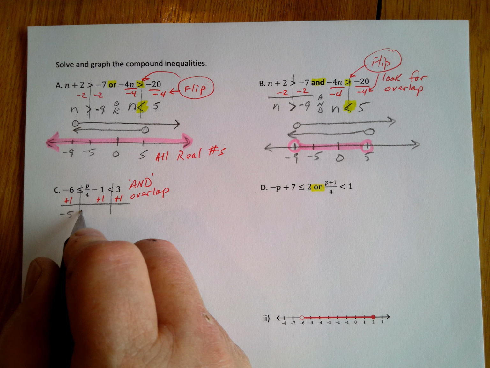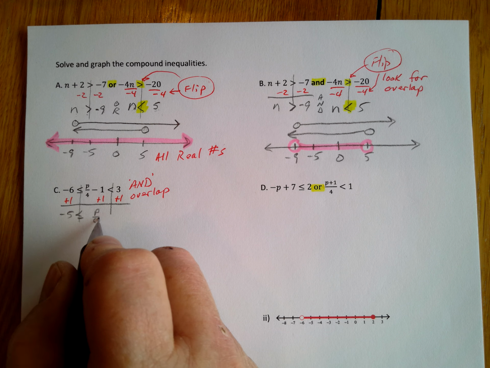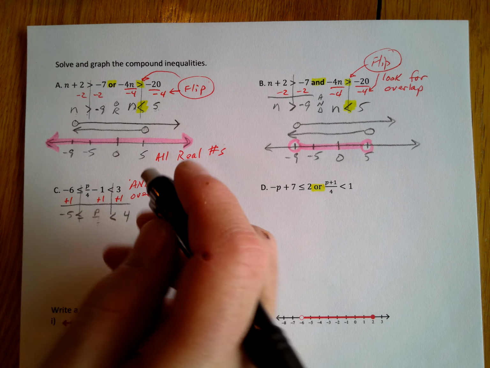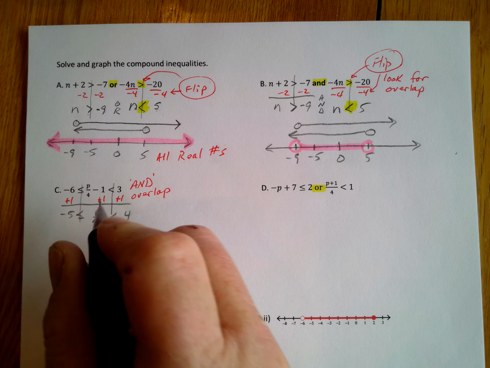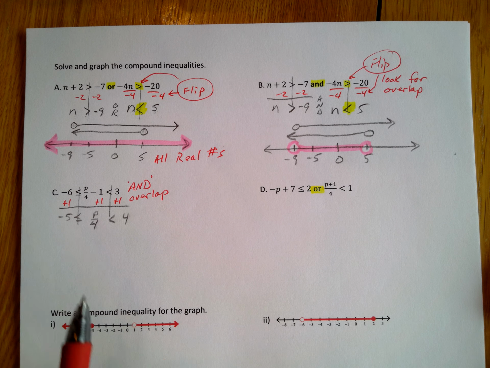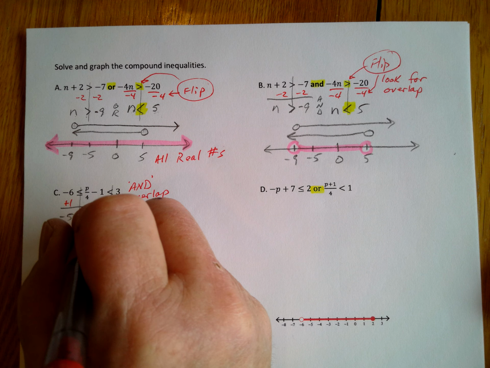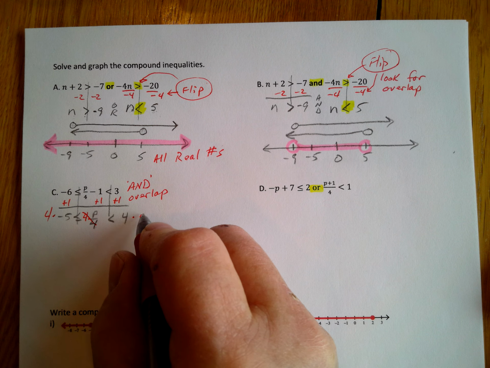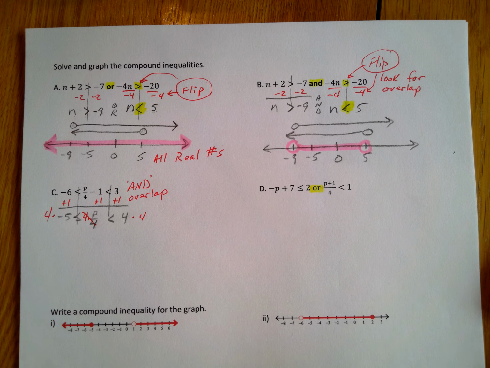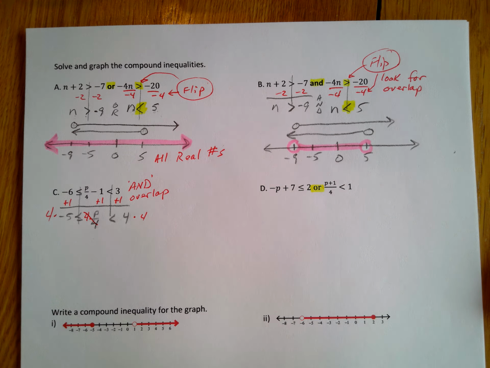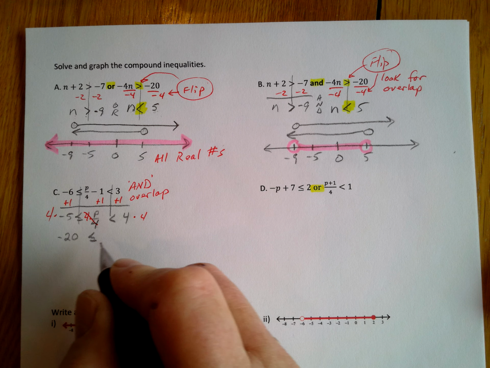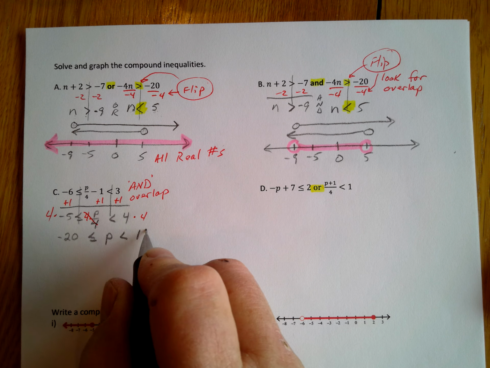So let's get started. +1, +1, +1. -5 less than or equal to p over 4 less than 4. Okay, now, I didn't flip signs because I added. But now I'm going to multiply by 4 to get rid of the 4. So I'm going to multiply this side by 4, and this side by 4. Did I multiply by a negative? No. Do I flip? No. So 4 times -5 is -20, less than or equal to p less than 16.